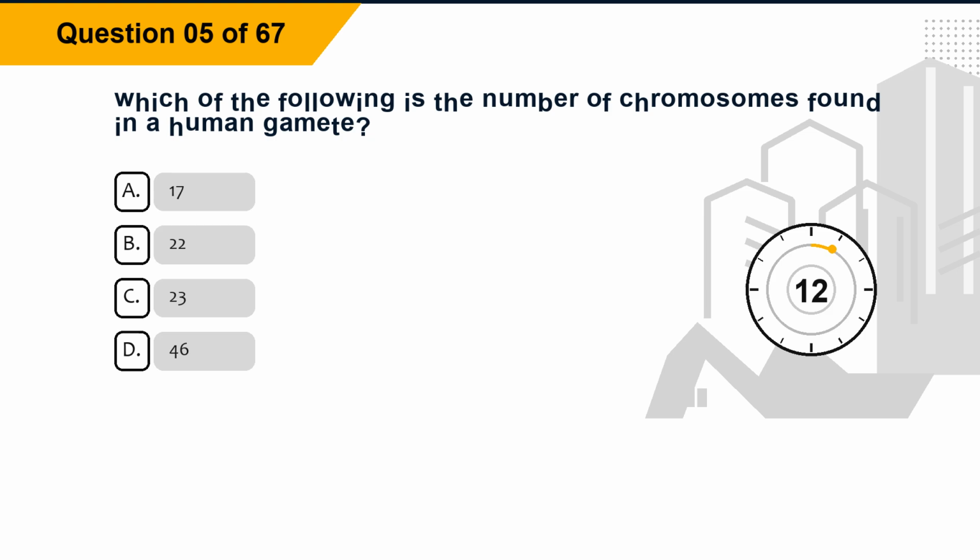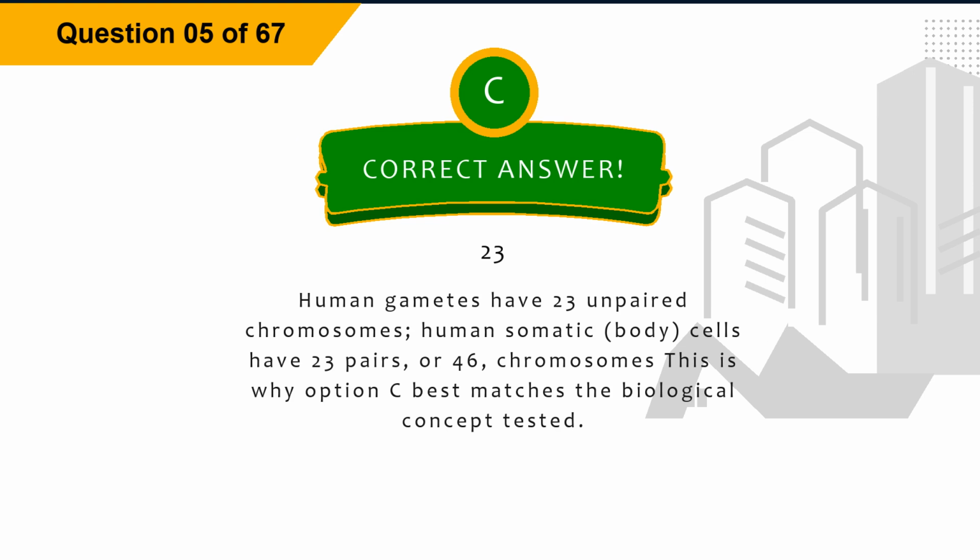Question 5. Which of the following is the number of chromosomes found in a human gamete? Option A, 17. Option B, 22. Option C, 23. Option D, 46. The correct answer is option C, 23. Explanation. Human gametes have 23 unpaired chromosomes. Human somatic, body, cells have 23 pairs, or 46, chromosomes. This is why option C best matches the biological concept tested.